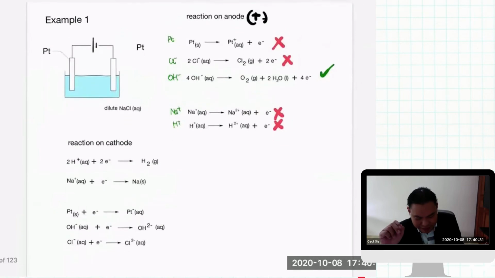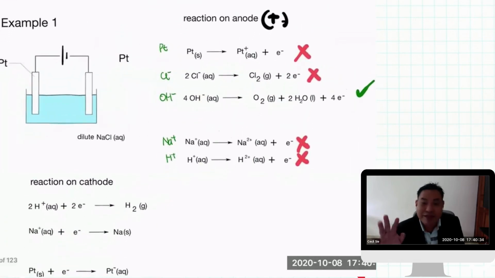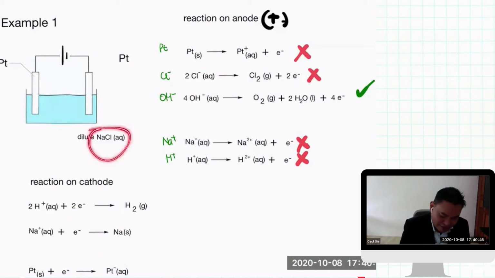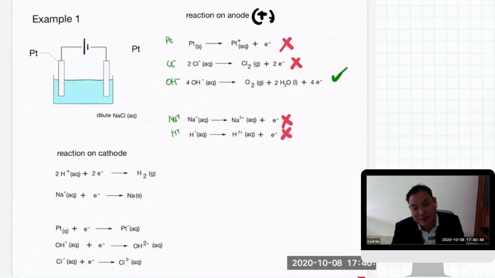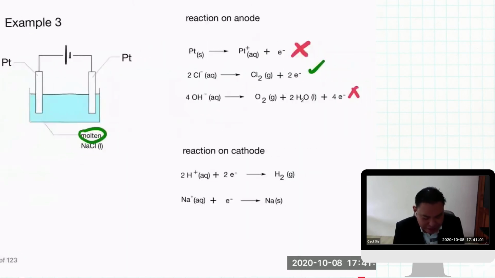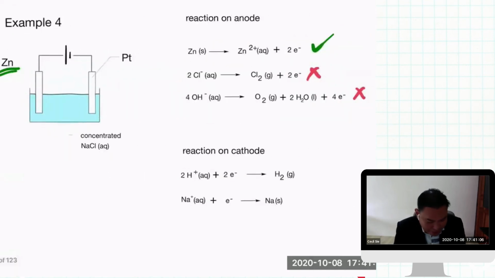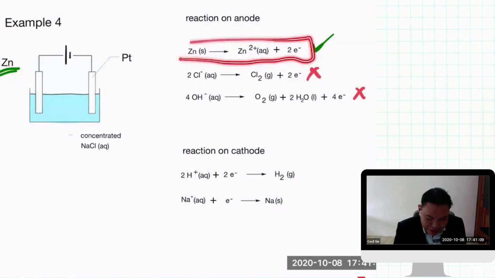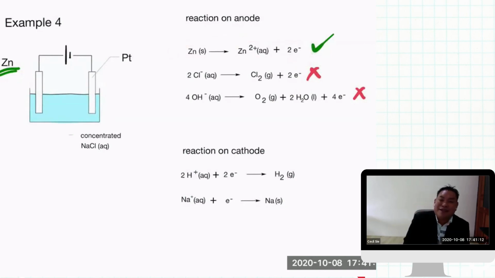In the first example, the Na plus and H plus, we don't consider that. Platinum doesn't work. Platinum won't dissolve because it's inert. For example 1, you must choose OH minus because the NaCl is dilute. For the second one, you need to choose Cl minus because it's concentrated. On the third one, you must choose Cl minus because it's molten and there is no water in the first place. On example 4, you must choose zinc because it's not inert, right?